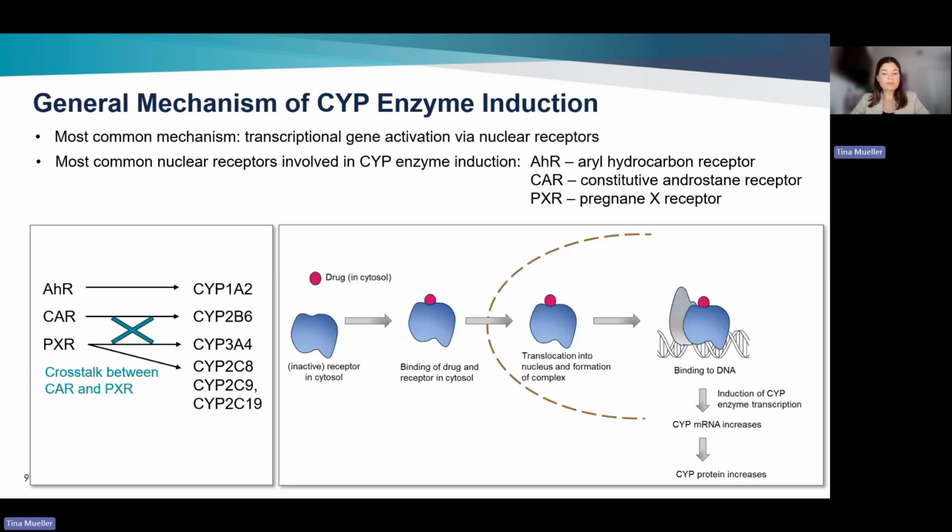Now on the right, this simple scheme shows how CYP enzyme induction works in principle. Both the drug and the receptor are in the cytosol when the drug binds to the receptor. The complex then enters the nucleus, where it will ultimately bind to specific DNA sequences, thereby inducing gene transcription. That will result in more CYP mRNA, CYP protein, and eventually in an increase of CYP activity. Now, as a side note, these processes take a little while, so the time frame here is days.